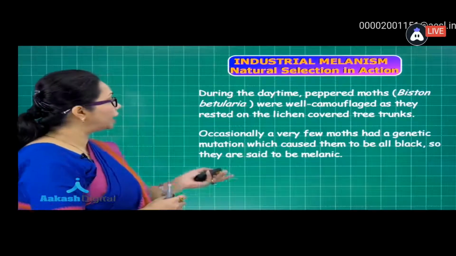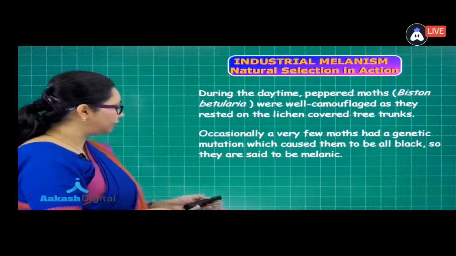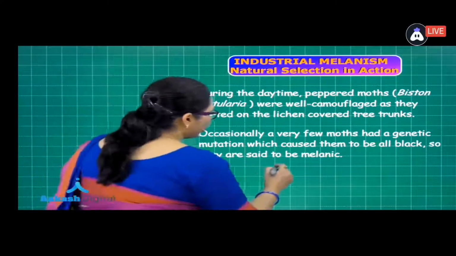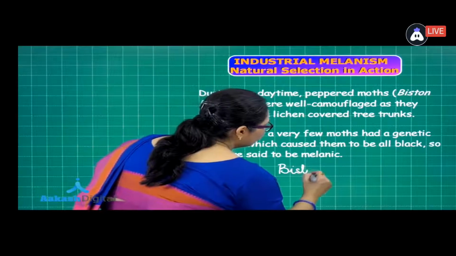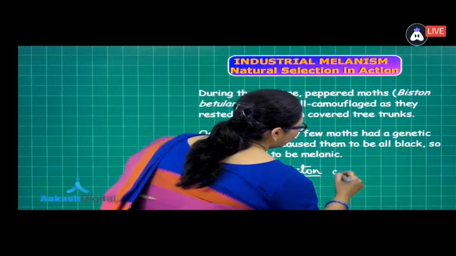However, a few moths had a genetic mutation which caused them to be black, and they are said to be the melanic form. And this melanic form of moth is also named Biston carbonaria.